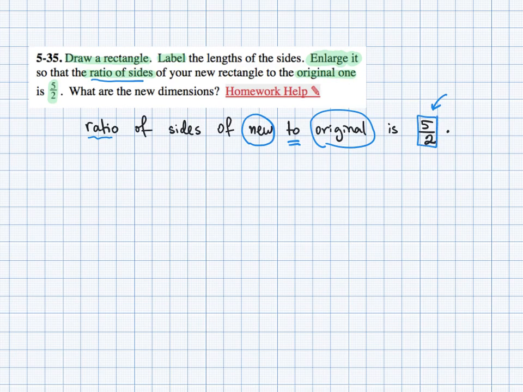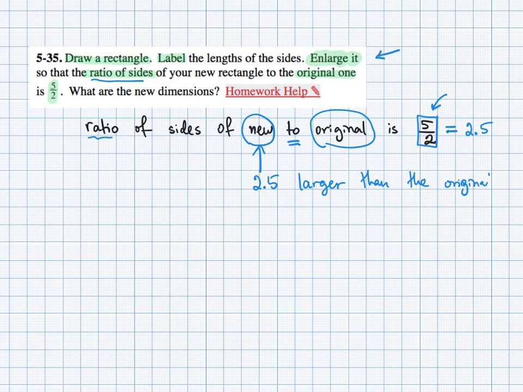Now, what is the decimal value of 5/2? That's one way we could start thinking about it. And they did say it's enlarged, so it's definitely bigger than 1. So pause the video and change it to a decimal if you'd like, or you can keep it as a fraction, but it's definitely bigger than 1. The decimal of 5/2 is the same as 2.5. So we're saying the new one, the one that we make, should be 2.5 times larger than the original.